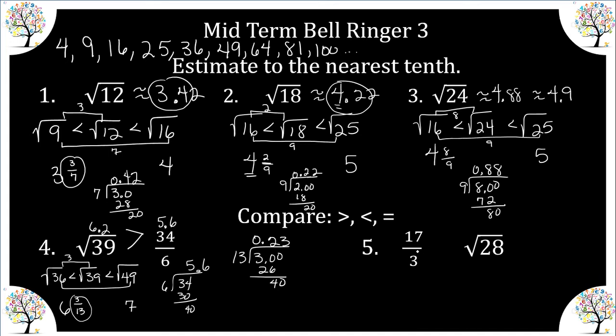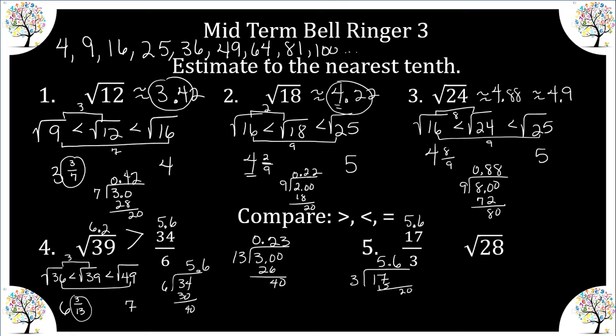Okay, now let's compare these two. So top in the box, 3 goes into 17, 5 times, that's 15. Decimal, we subtract, bring down a 0, 3 into 20, almost 7 times, so we'll just say 6. So right now, let's just say this is about 5.6.